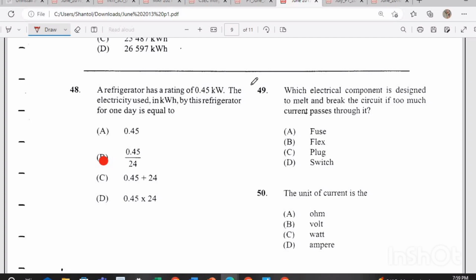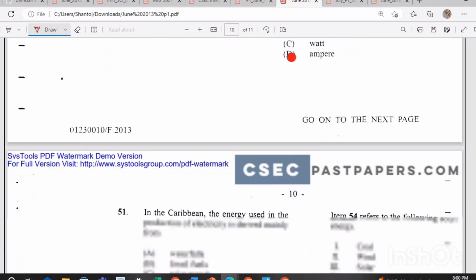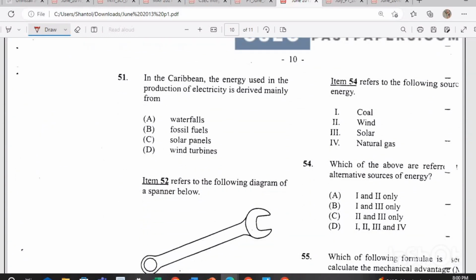49. Which electrical component is designed to melt and break the circuit if too much current passes through it? A. A fuse. The unit of current is the A. Ohm, B. Volt, C. Watt, or D. Ampere. If you said B. Volt, you're incorrect. It's actually D. The ampere. Volt measures voltage. Don't let that one trick you.